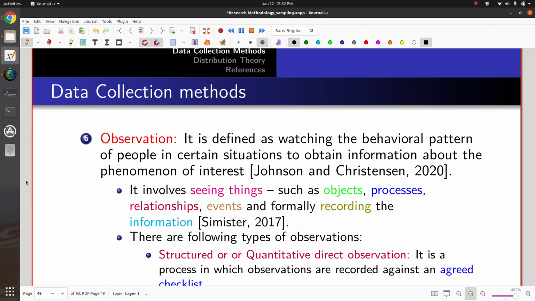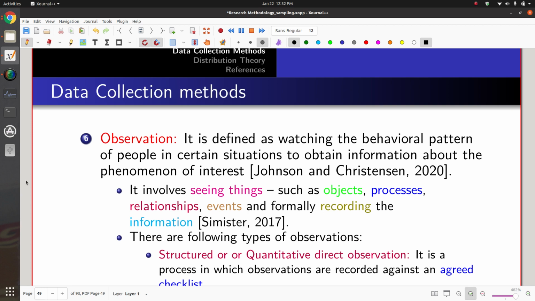Sometimes observation करते समय आप photography भी use कर सकते हैं. You can also use videography of that also. So observation is a very important data collection method that is used many times for research. Okay. So observation में आप क्या करते हैं?